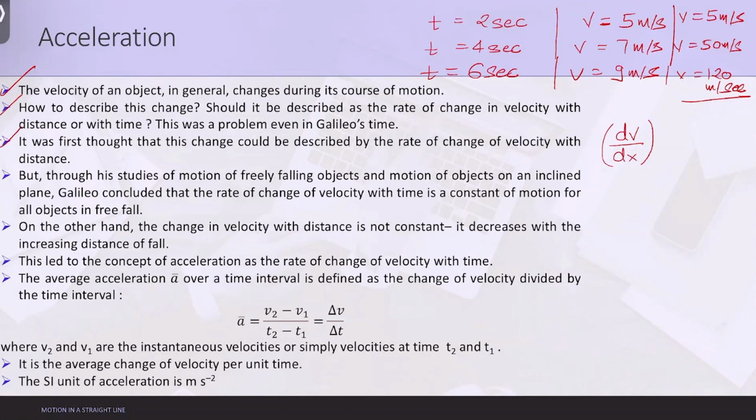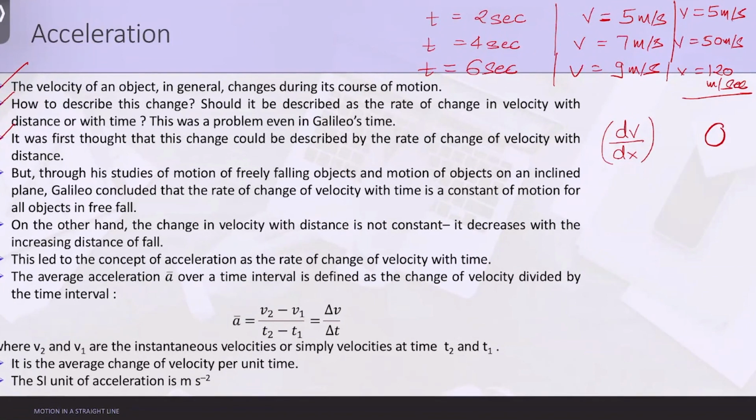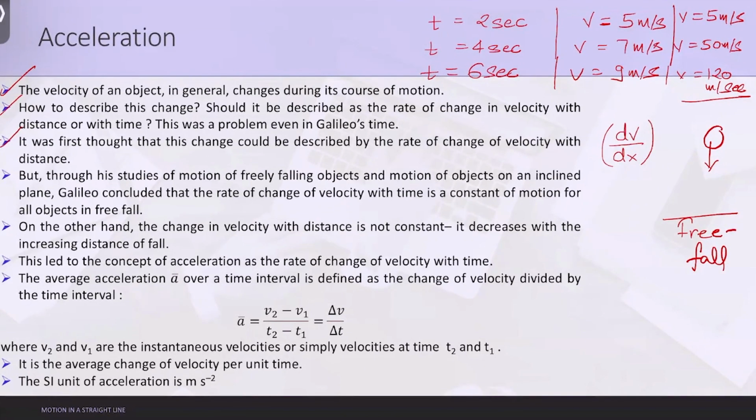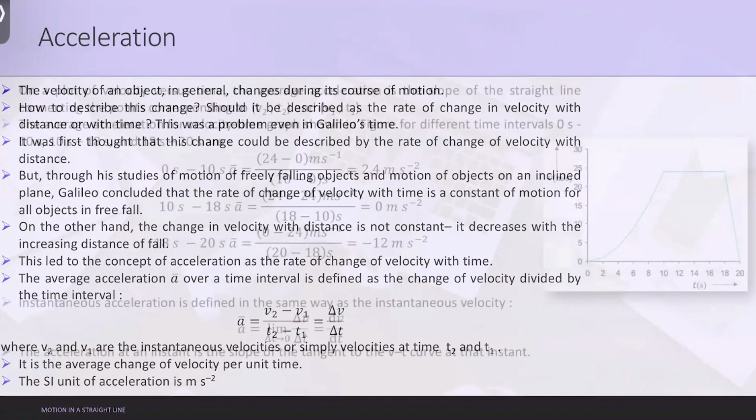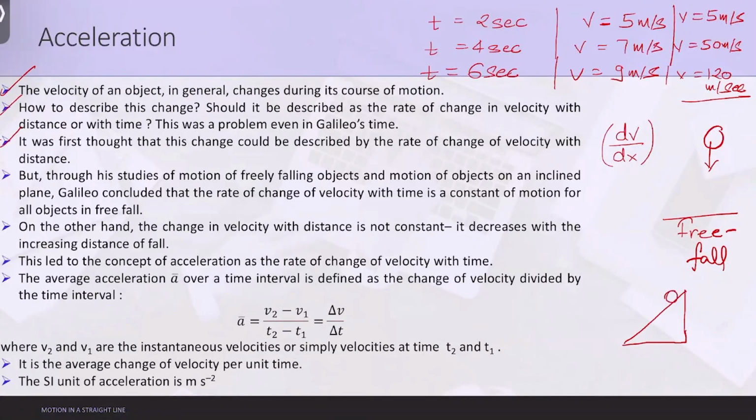Through his studies of the motion of free falling objects, free fall as in anything which is put at a height above the ground and without any other action is just dropped. As the name suggests, it is free, not bounded by anything, and it is falling. He also studied the motion of objects on an inclined plane, where, let us say, this is a wedge and you are keeping a ball here and it is being pushed here.